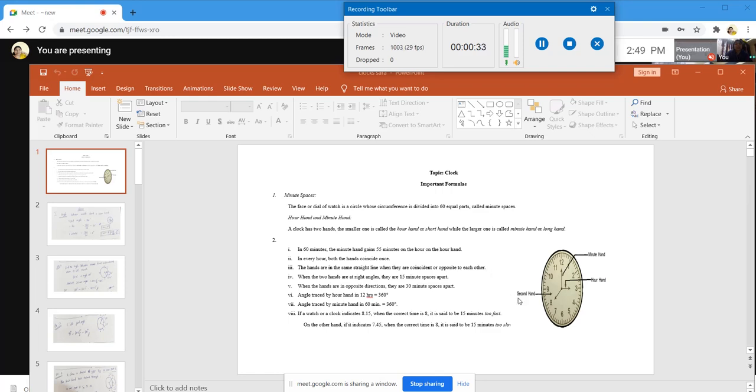I think you know, right? You can see the picture. Second hand, minute hand, and hour hand. These three in the dial, you know, right? So what are the basic concepts we must know first?